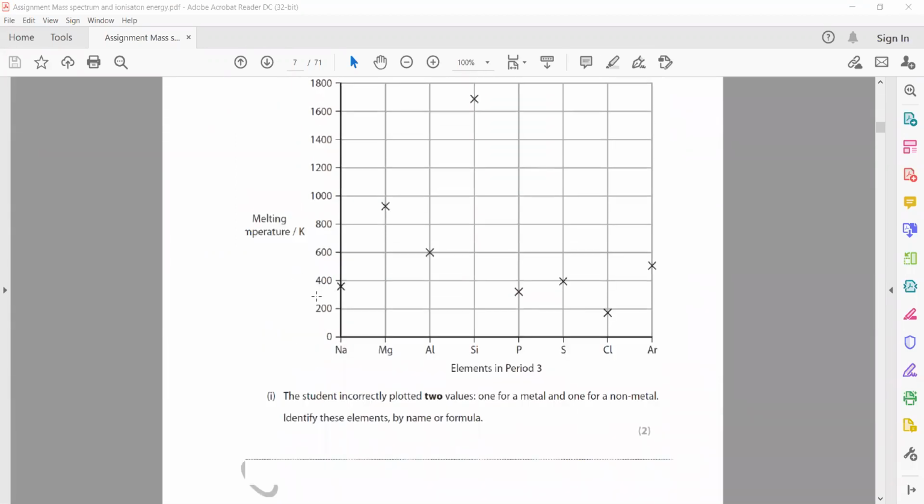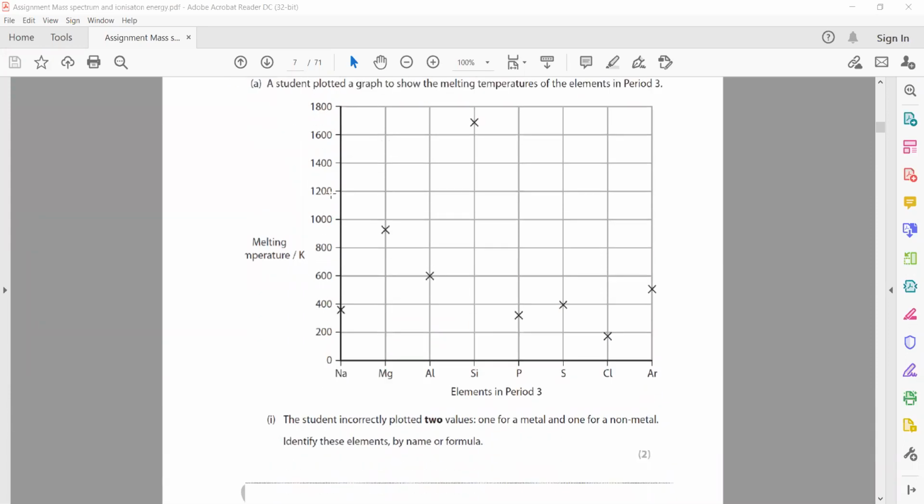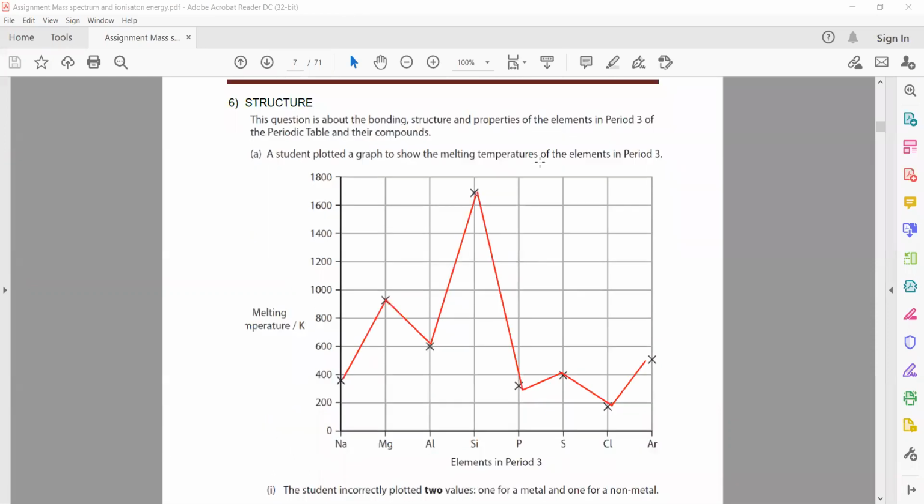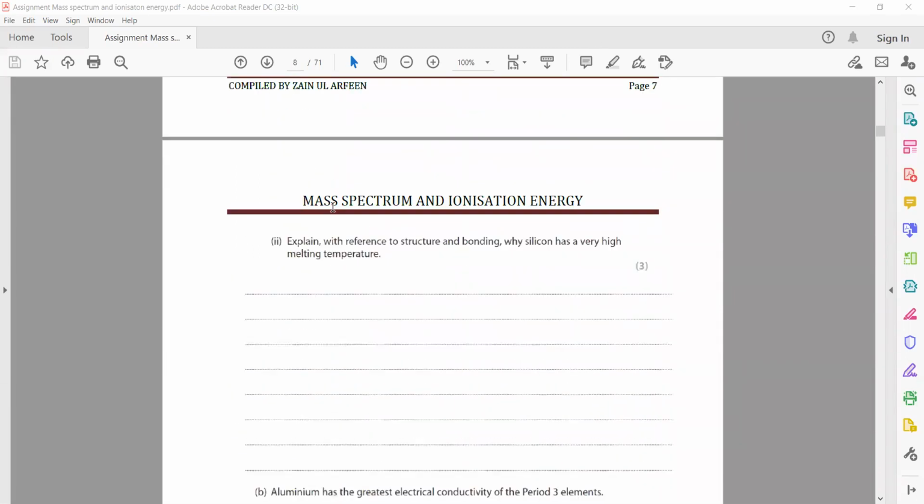The student incorrectly plotted the values of one metal and one non-metal. Identify this. So what is the mistake? Groups 1, 2, 3 should increase. So the student wrongly plotted aluminium as well as argon, because you can see it is a decreasing trend. So aluminium and argon are not correct. For groups 1, 2, 3 and 4 it increases because the metal size gets smaller and the charge is increasing, and from group 5 onward it decreases because of weak van der Waals forces.